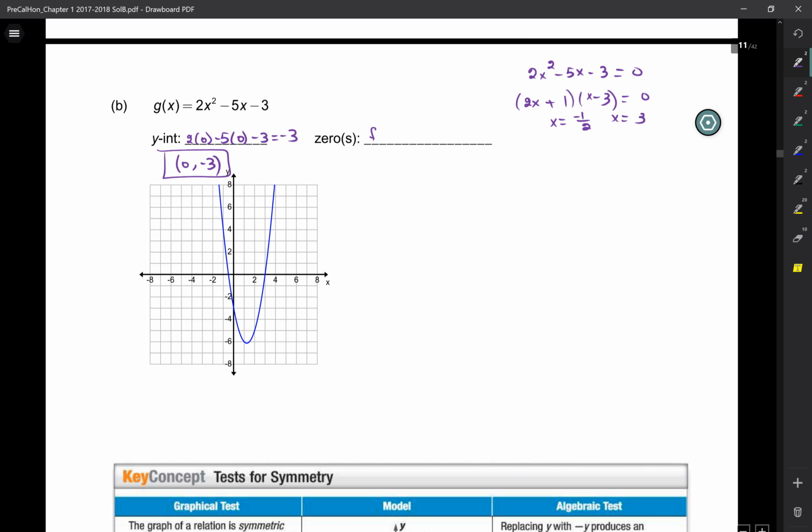So we're going to say f of negative a half equals 0. F of 3 is equal to 0. Okay, and this tells me that there is a 0 at x equals 3. That the function is 0 at x equals negative a half. Okay?